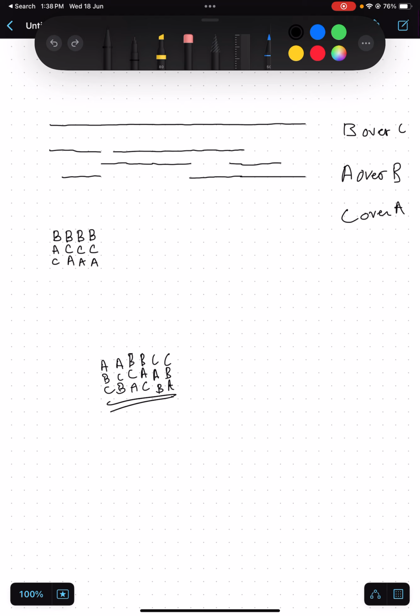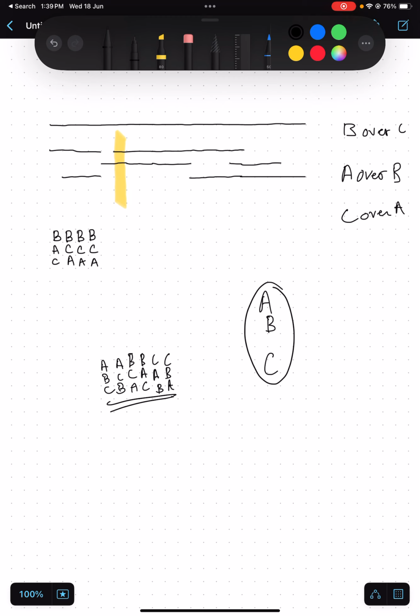But moving on. As you can see, here 2 cases are applicable, sorry, let me show you again. There we go. Which is basically B over C and A over B. So if B is over C and if A is over B, then this will obviously be the case.